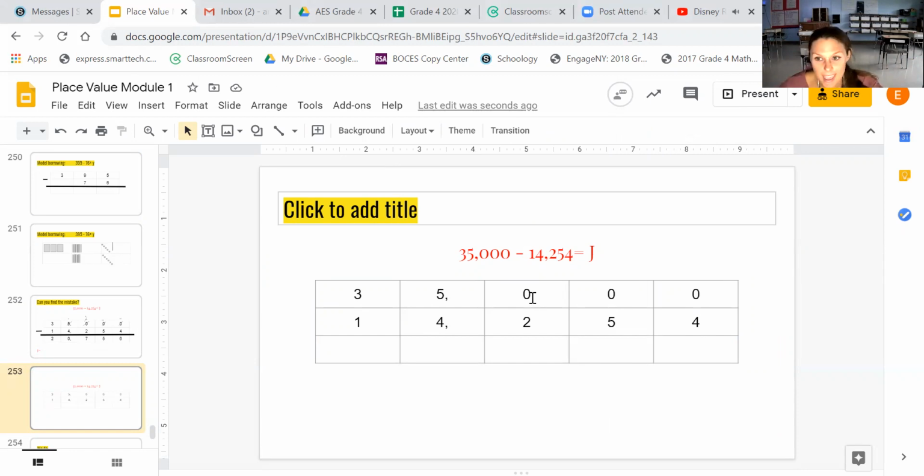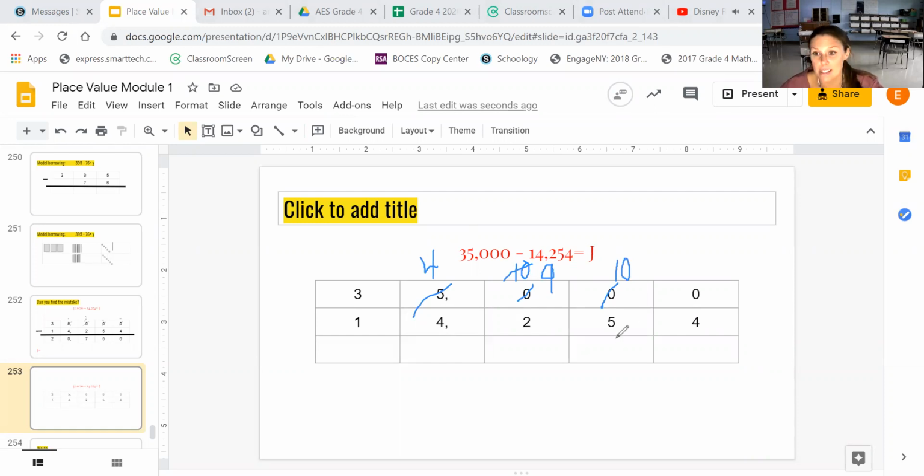Wait, this bank has no money. There's nothing there. I can't borrow from a bank with no money. So I would go to the next bank. Oh, this bank has money, so I can borrow. When I take my one away and I add it to that bank, now I can borrow from there. I can borrow from this bank because this bank has money. So let's go ahead and borrow one from this bank.